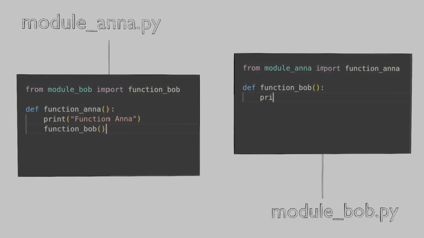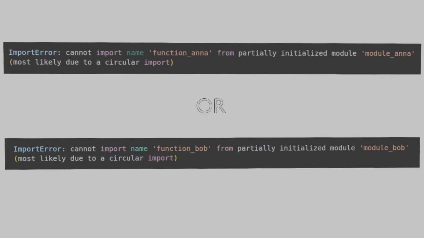Let's see an example in code. Imagine we have two modules, module Anna.py and module Bob.py. In module Anna.py, we have the following code, and in module Bob.py, we have the following code. When you try to import module Anna or module Bob, Python enters a loop trying to resolve the dependencies, causing an error. How can we solve this?